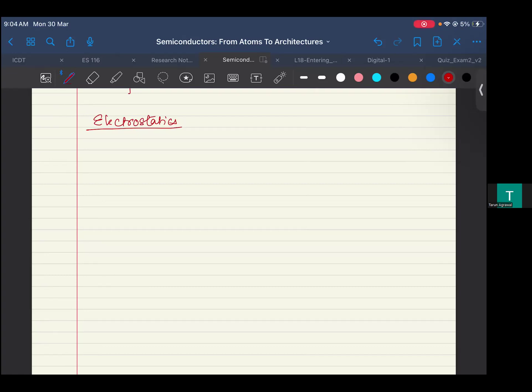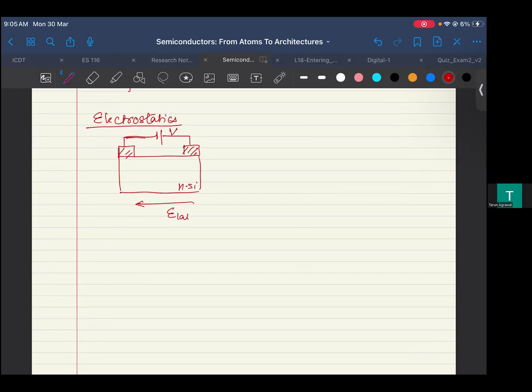What is the electrostatics of a semiconductor? The reason there is electrostatics is that you are applying a constant field or constant voltage to your semiconductor. We have seen there are two kinds of fields which we have applied till now. One looked like this: there was a lateral field where we had the metal contacts. You applied a battery between them, right? So there was a field which results in transport, which is our lateral field.